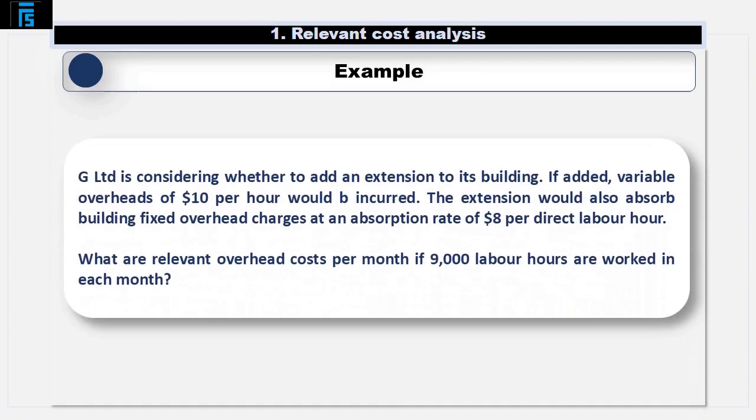G Limited is considering whether to add an extension to its building. If added, variable overheads of $10 per hour would be incurred. The extension would also absorb building fixed overhead charges at an absorption rate of $8 per direct labour hour. And the question is, what are the relevant overhead costs per month if 9,000 labour hours are worked in each month?